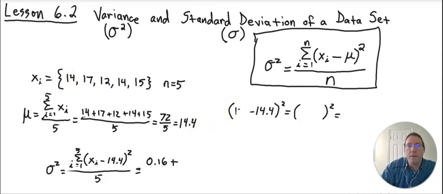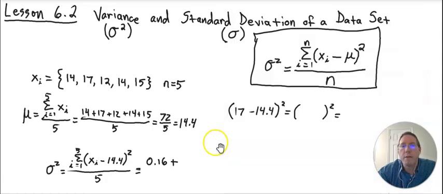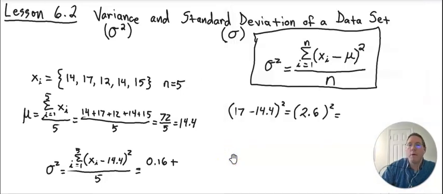All right, so we'll do 17 minus 14.4 squared. Well, 17 minus 14.4, okay, let's go ahead and do that in the calculator. 17 minus 14.4 is 2.6. All right, so we're going to have 2.6 squared. Okay, so 2.6 squared is going to be 6.76. So that's our second number, 6.76.